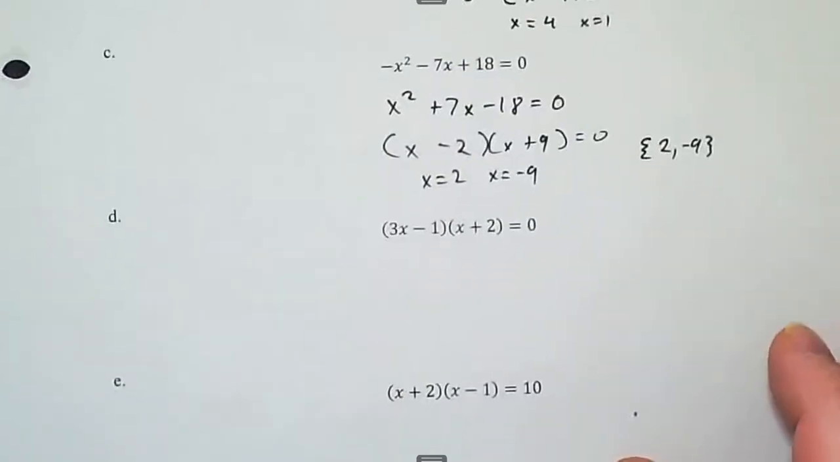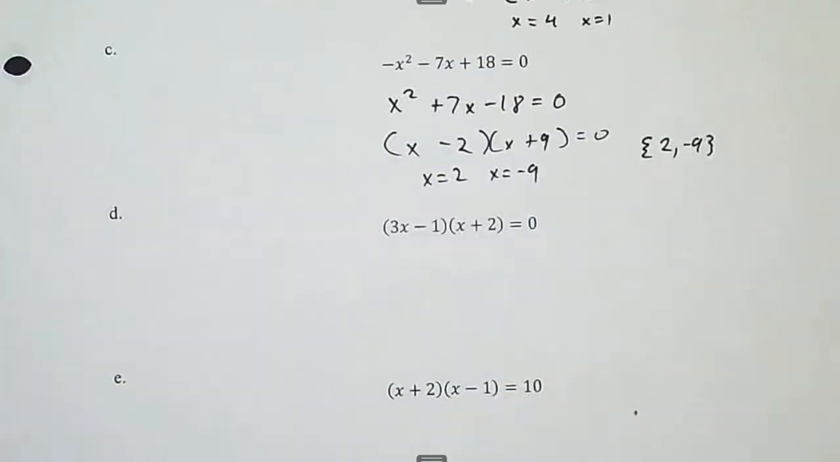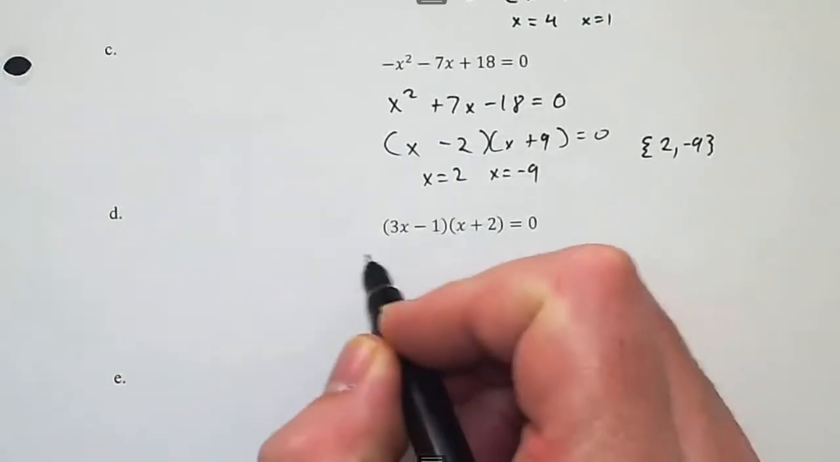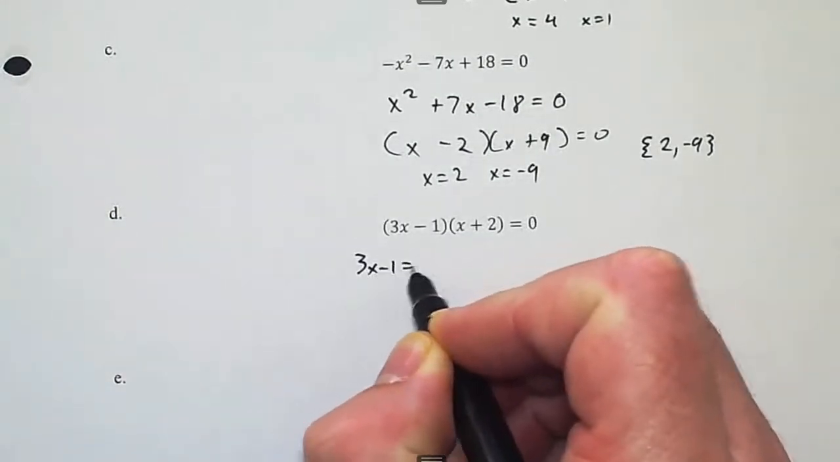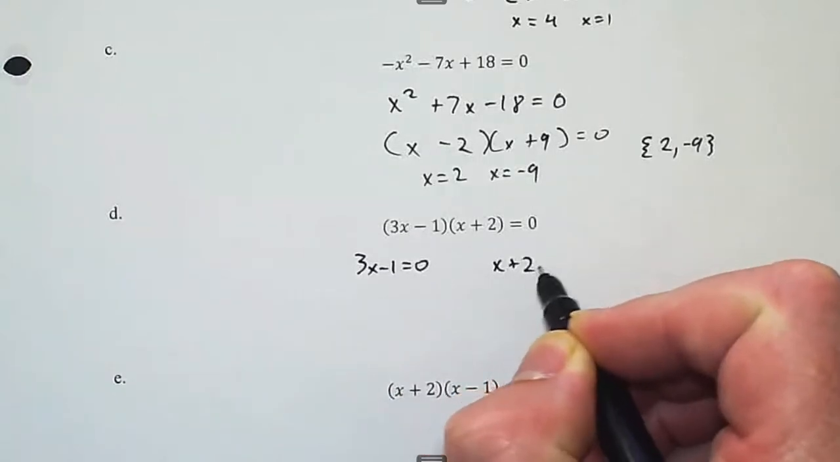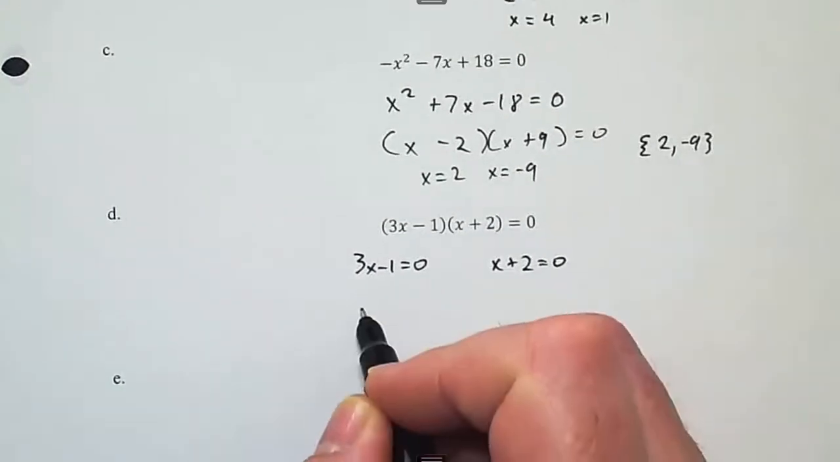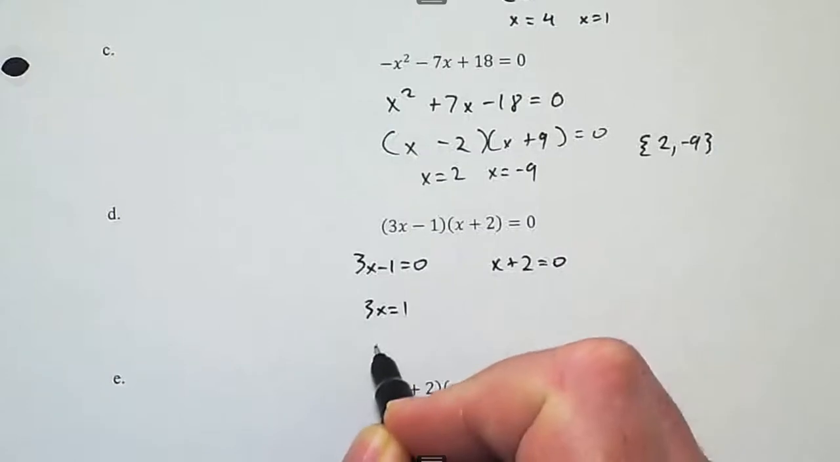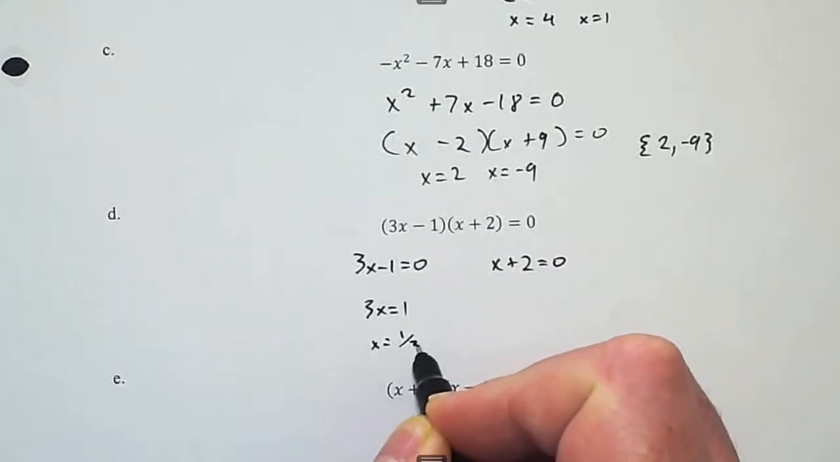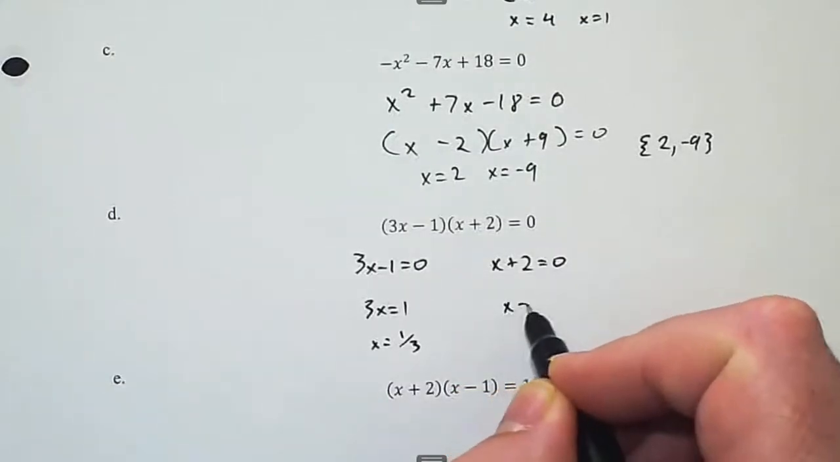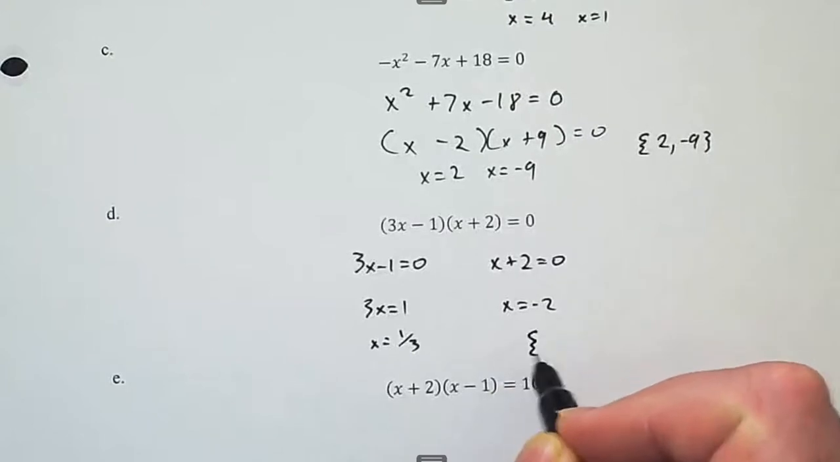All right, on letter D, again, the hard work's done for us. It's factored and it's equal to 0. So I just have to set each factor equal to 0. X equals 1/3. X equals negative 2.